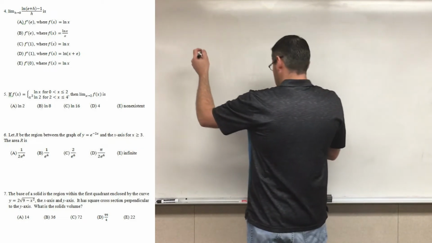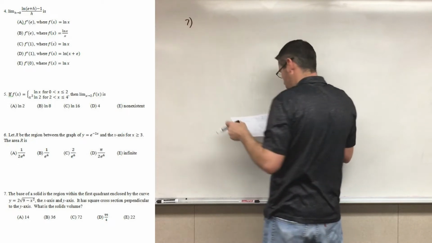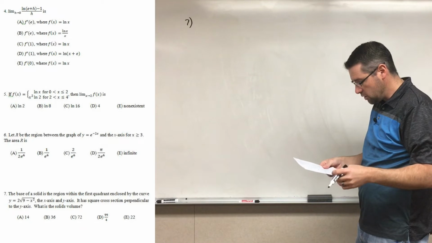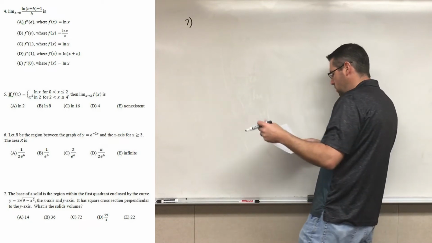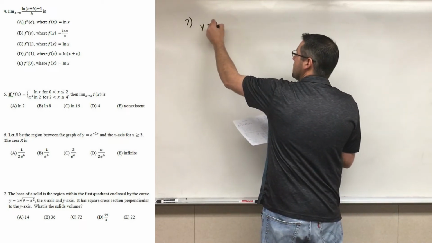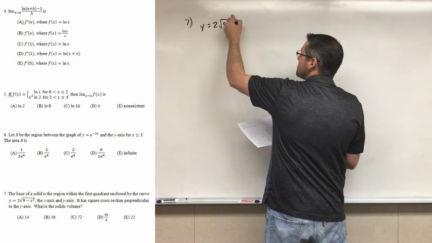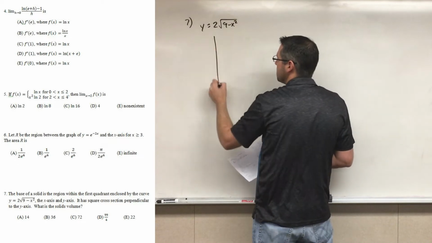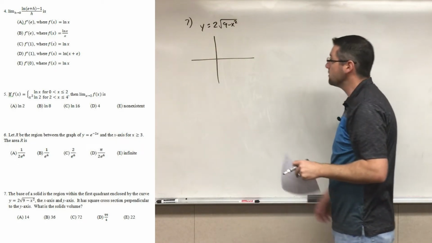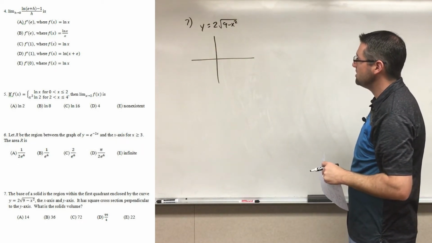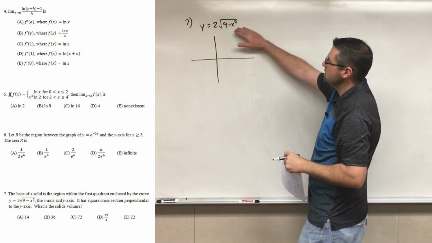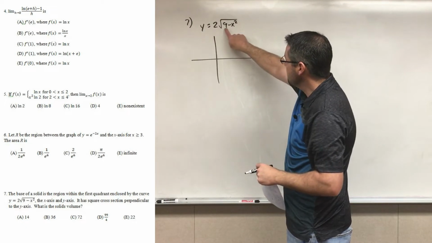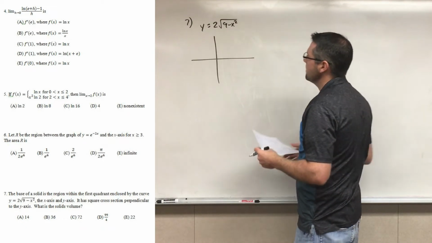Number 7. It says the base of a solid is the region within the first quadrant enclosed by the curve y equals 2 radical 9 minus x squared. Okay, so the first thing I want to do before I solve this is graph it. Now this is not a calculator problem, so it's going to be a little bit hard to see. What I recognize is that this looks similar to a circle because of the constant minus something squared.